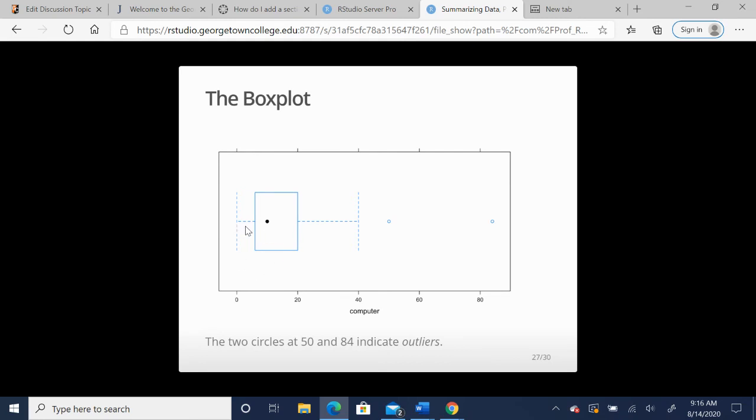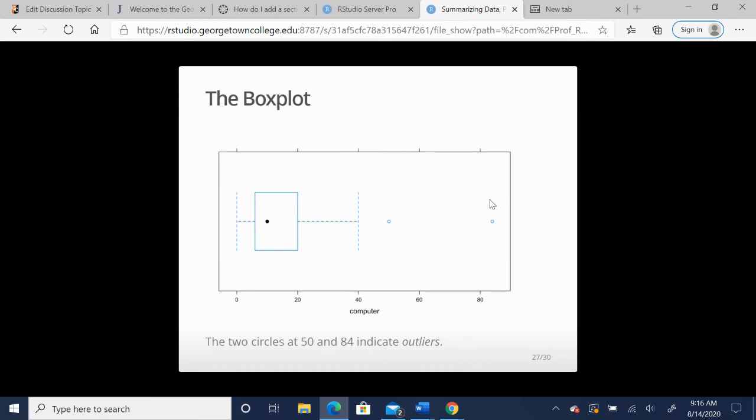We're looking at this. We have here our lowest value. We also have our maximum value here. We have our Q1 and our Q3, and of course this dot here is representing our median. Notice that these 2 dots are not connected. That's because they are outliers.